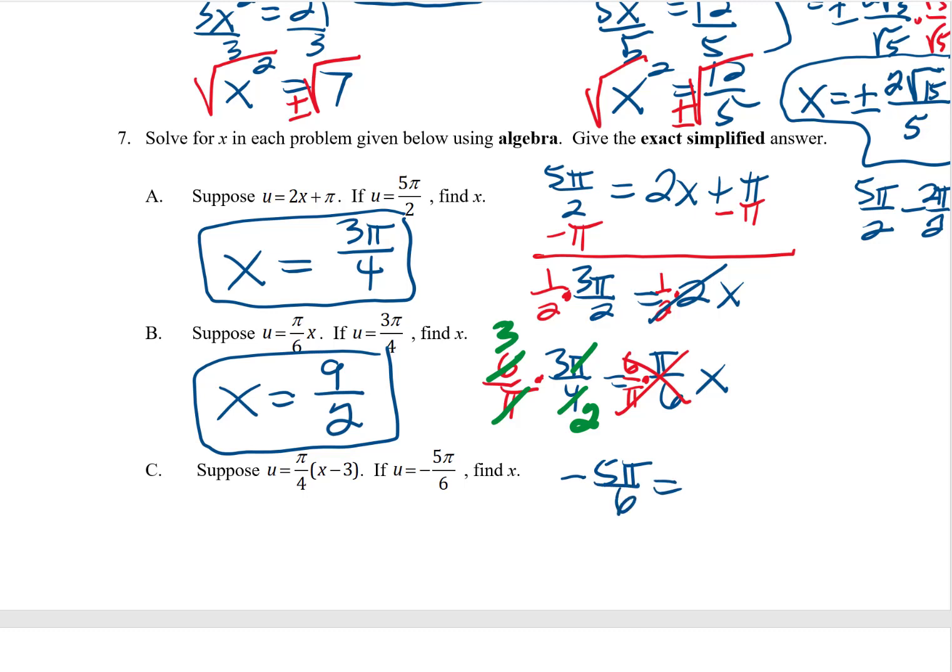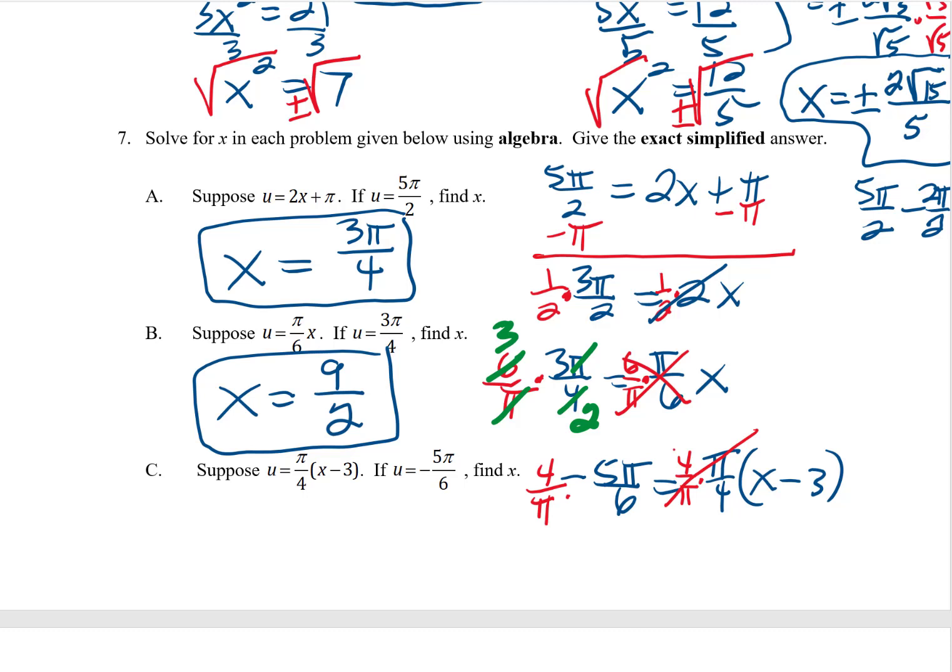Finally, for the last one, the u is negative 5 pi over 6, so I'll fill that in. The other side looks a little bit complicated. I've got pi over 4 times x minus 3. I need to get this x by itself. Well, the outermost thing happening on the right side is that pi over 4, so I'll have to address that first. I can get rid of that the same way I did in the last problem. Just multiply both sides here by 4 over pi.